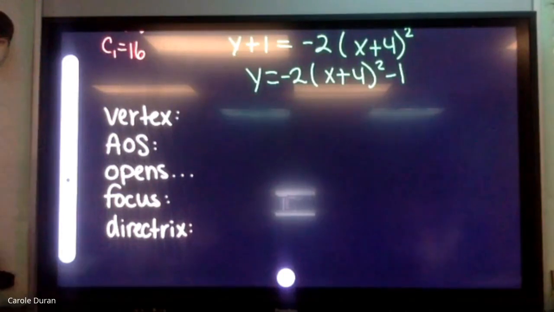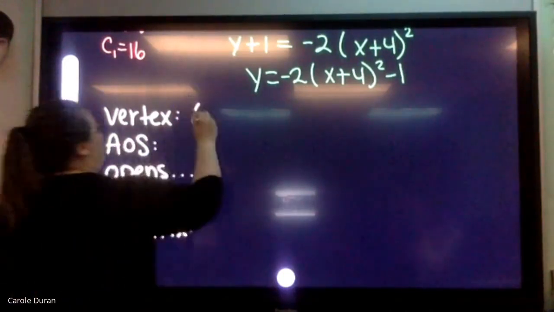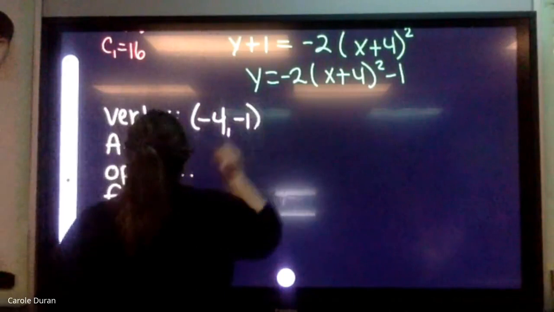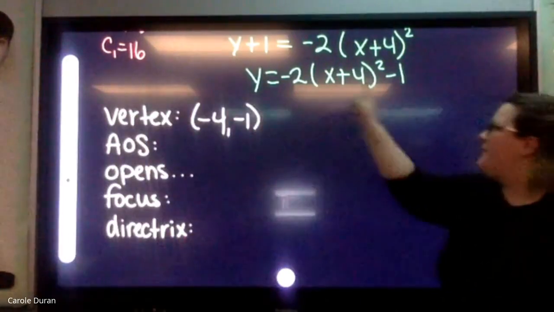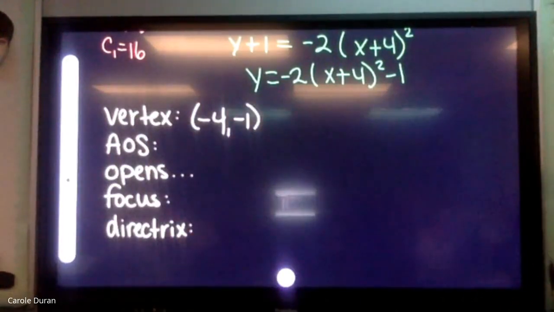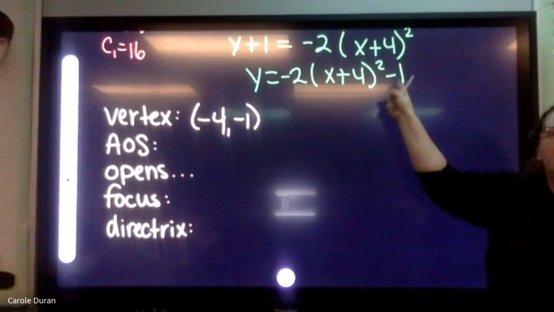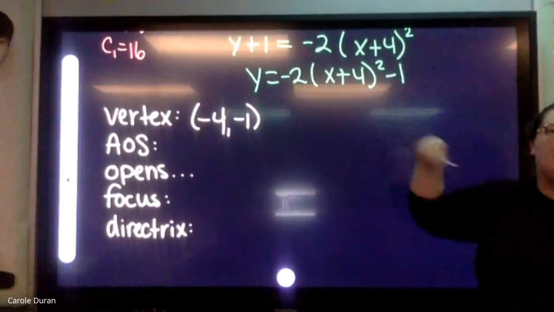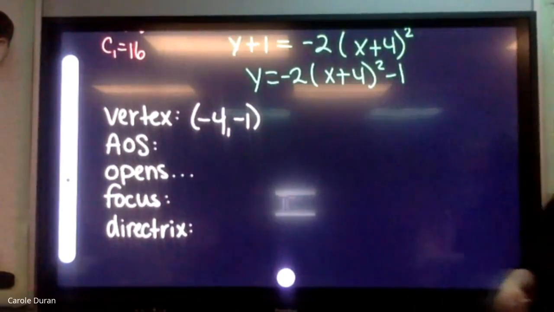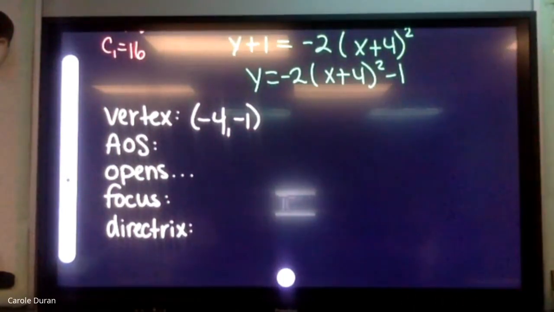Nope, just kidding. It is negative 4, negative 1. We're so used to it being opposite. So it is negative 4 because I have a positive 4 attached to my x, which means I need the opposite sign. And then it is negative 1 because it is the last value in my equation. So negative 4, negative 1 is correct. Good job, Alex.